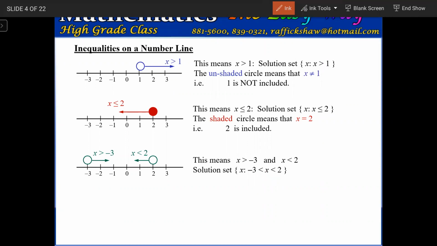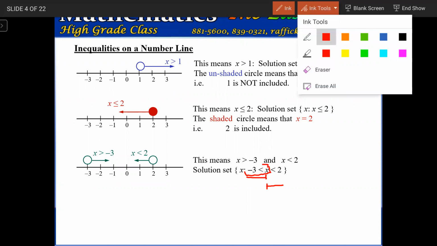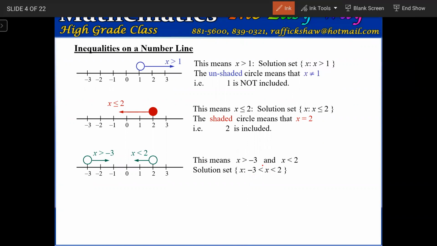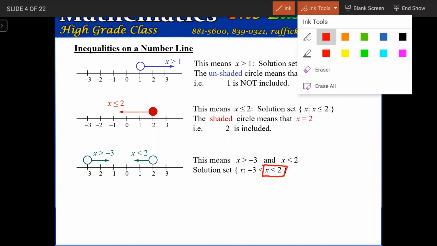It can be read from the middle. So if you read it this way, it is saying x is greater than negative 3. I can read it this way, which is saying x is less than 2. So if you read this half of it, it's saying x is greater than negative 3. And if you read this half of it, it's saying x is less than 2. Because inequality can be read both ways, you know.